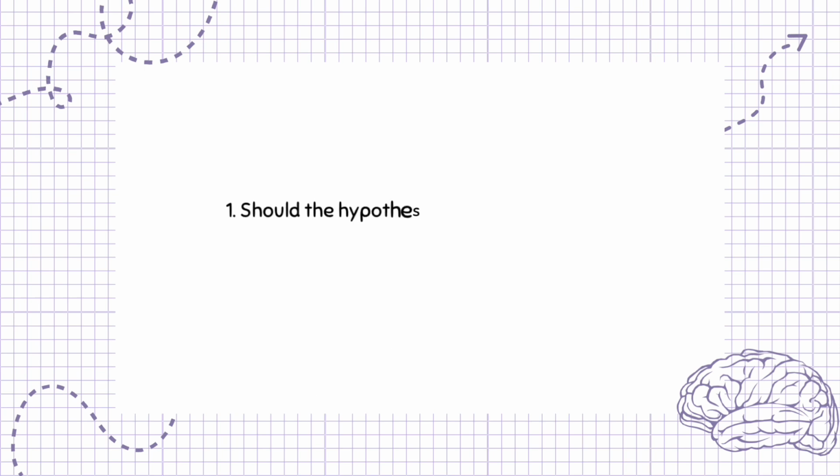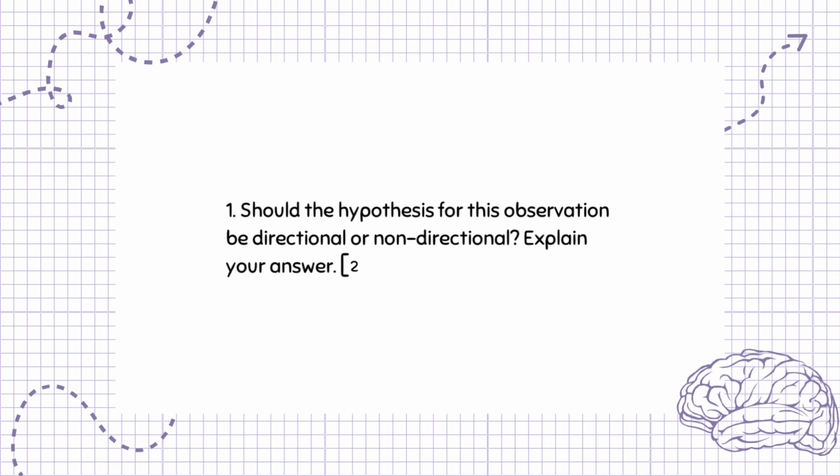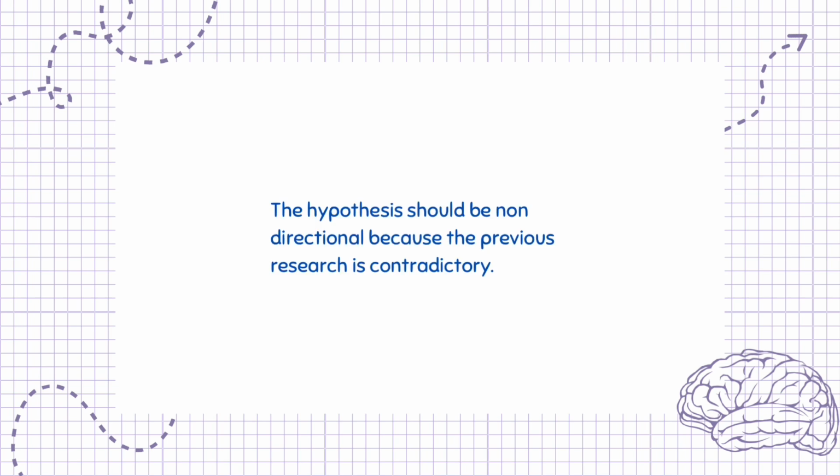Question 1. Should the hypothesis for this observation be directional or non-directional? Explain your answer. 2 marks. The hypothesis should be non-directional because the previous research is contradictory.